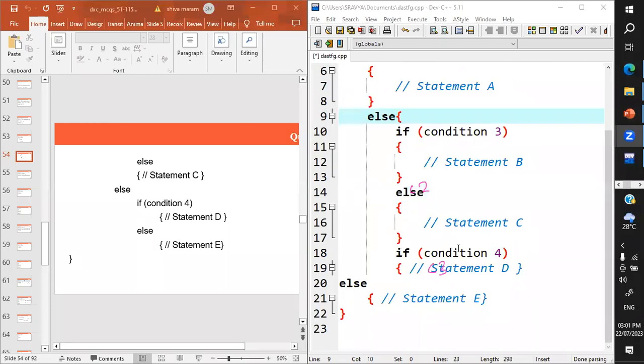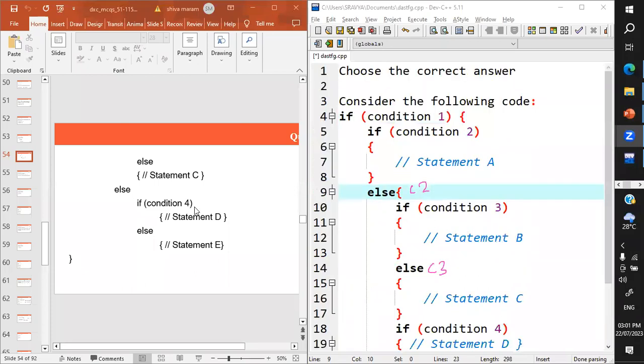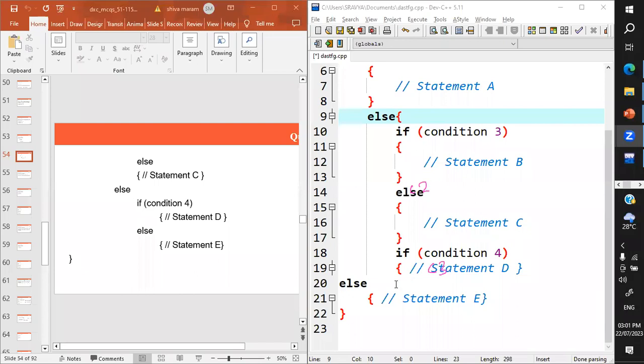And then we have condition 4, if and else part. This else is for C1's else. The last one is C1's else. Am I right? This is C1's else. Okay, it's very difficult to write it here.